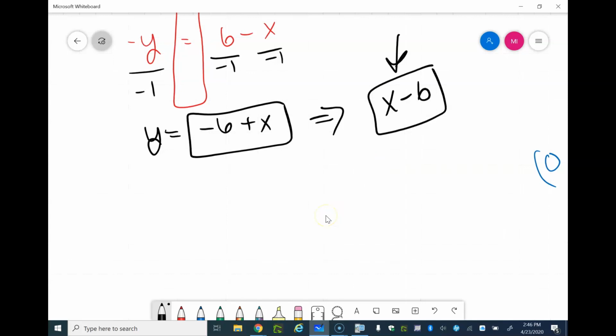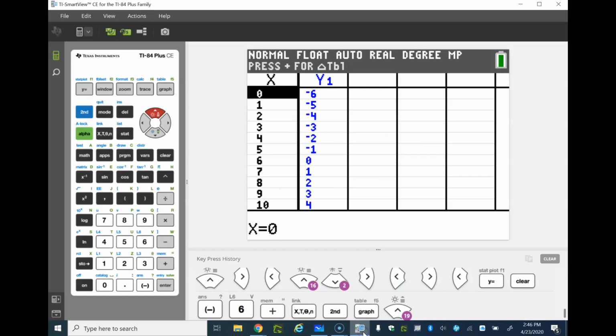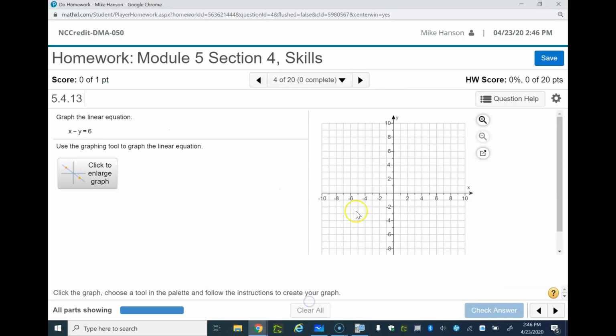So my two intercepts, or two points I'm going to choose to plot, are 6, comma 0, and then 0, comma -6. Like I said, the ones with the zeros are the easiest to graph, and it's going to be helpful later on. But you could have chosen any one of those points and still gotten the line correct. So let's go ahead and plot it.